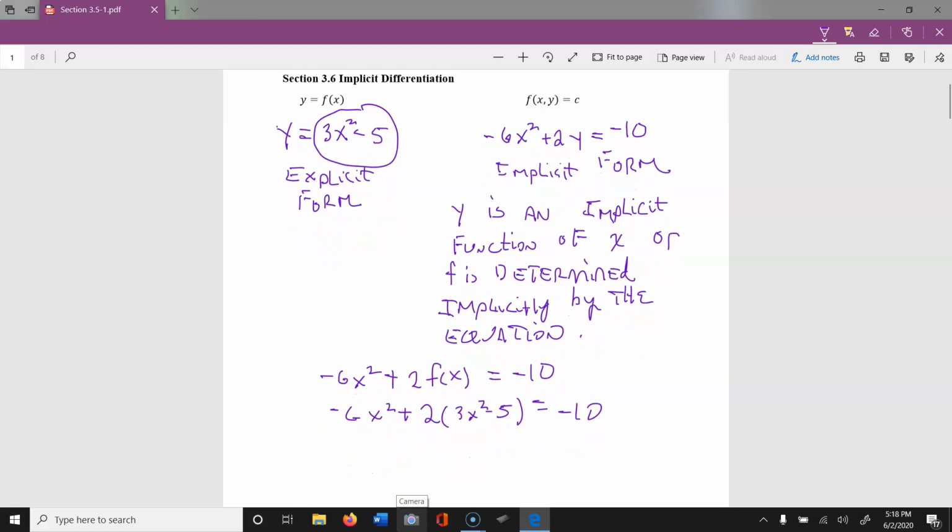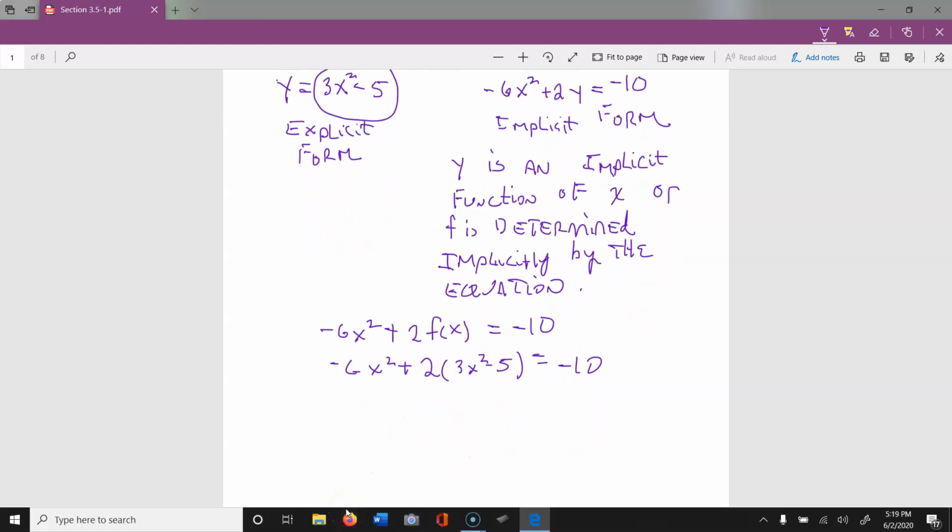Okay, and then from here, I get minus 6x squared plus 6x squared minus 10 is equal to minus 10. And then what do you notice here, right? We notice that we have an identity. Okay, that's exactly what we have here, right? This is an identity. Okay, so what does that mean? It means that this equation that we have right here is going to hold for all values of x.